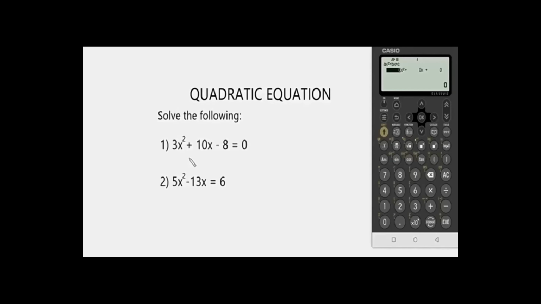So our a will be the coefficient of the leading term. The leading term here is 5x squared. The coefficient of 5x squared is 5, so we're going to input 5 here. Then our b will be the coefficient of minus 13x, which is what? Minus 13.